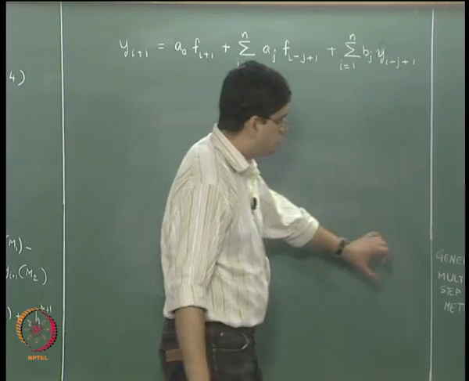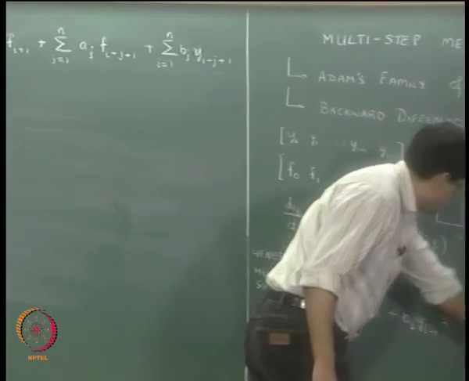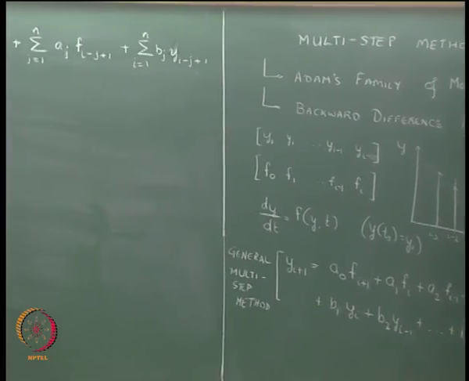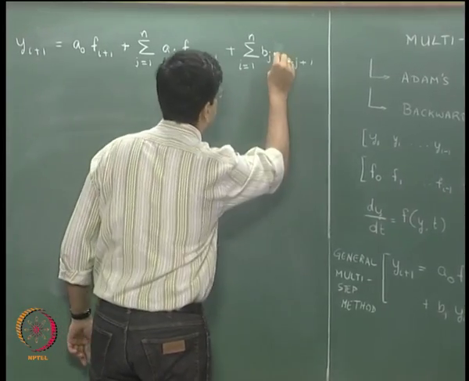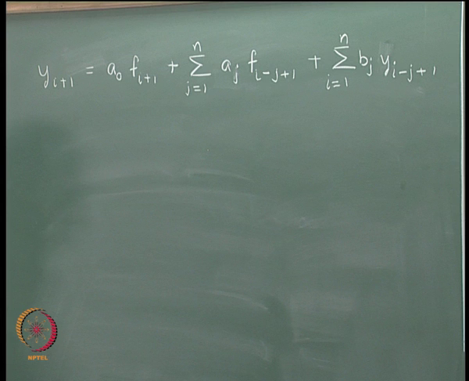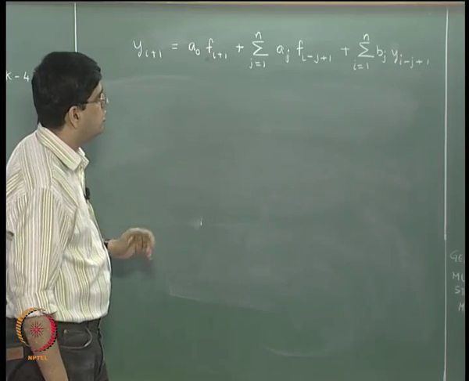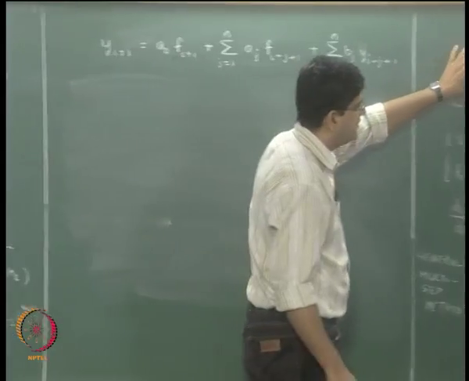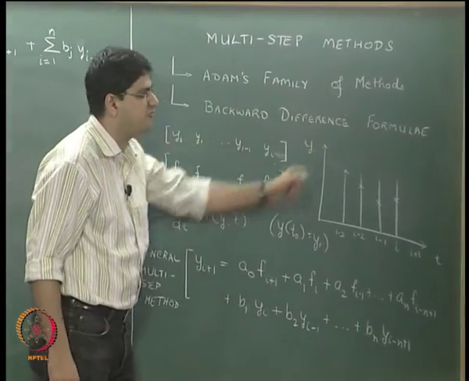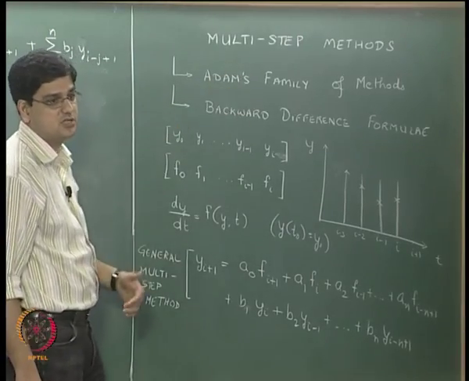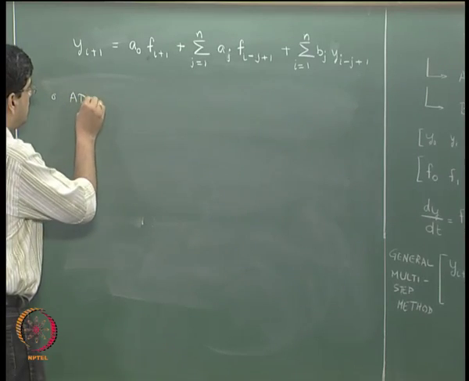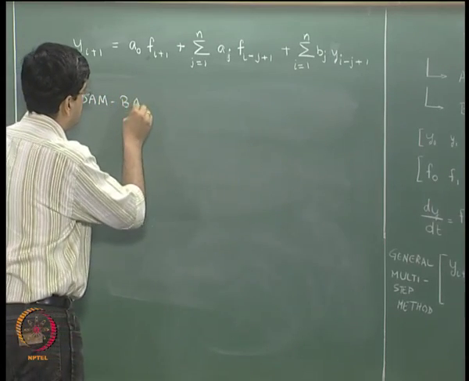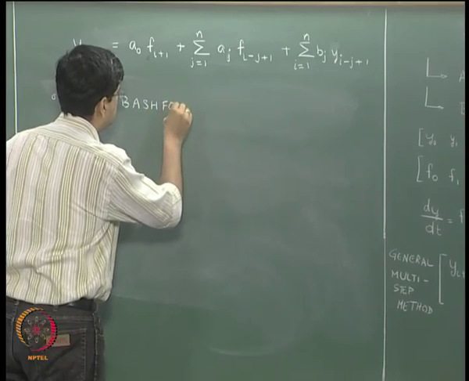So, this particular expression that we had written over here, I am writing it using the summation symbols like this. I have written down this particular equation over here. Now, I will just go on and explain how this Adams family of methods and the backward difference formula methods are going to differ from each other and what that means really. So, first we will talk about Adams-Bashforth method.